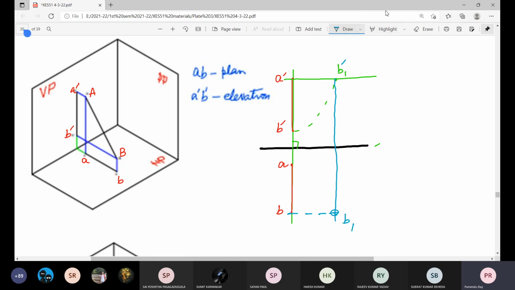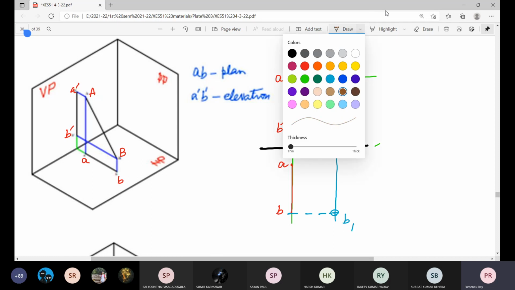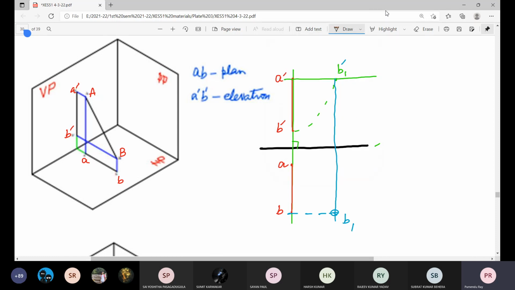Now you join this. So this is the elevation where it is parallel to GL. This is the plan corresponding to that elevation. So naturally, this gives us the true angle with the vertical plane, and this is the true length L.